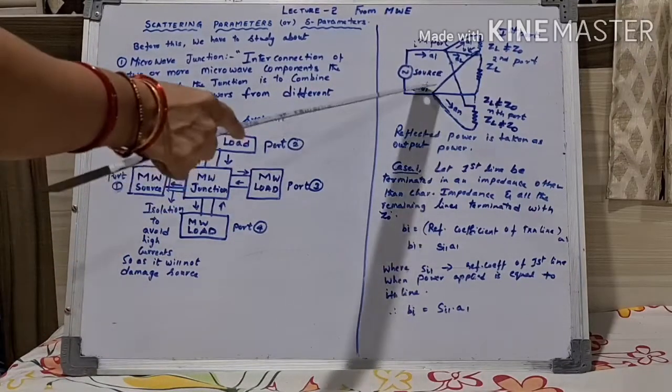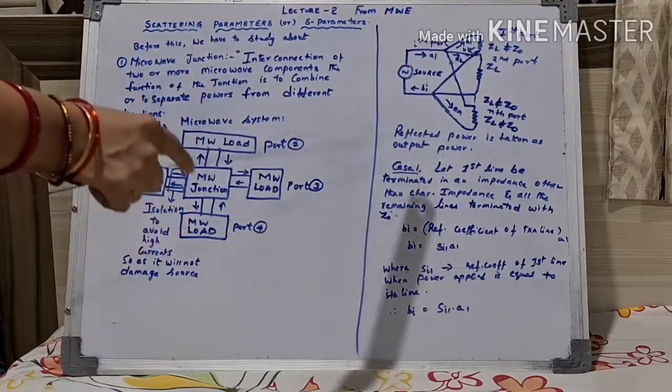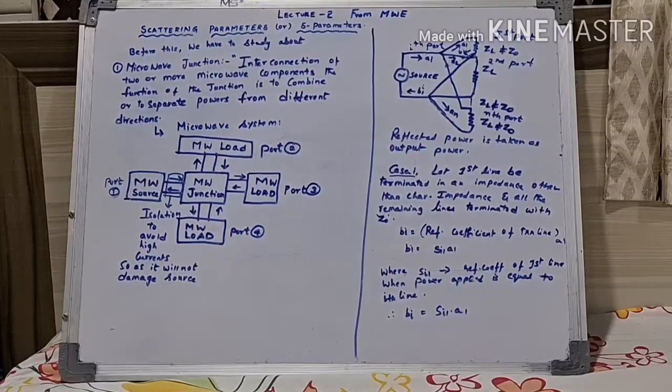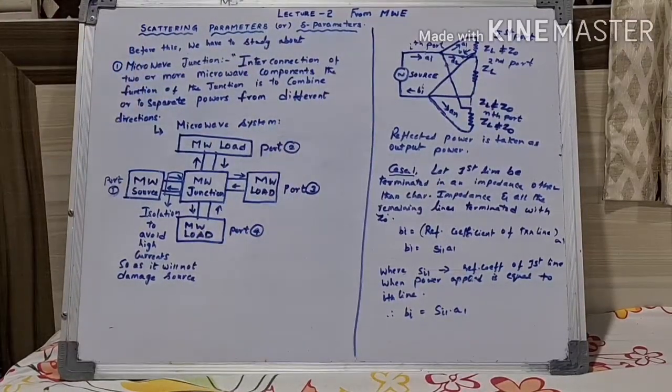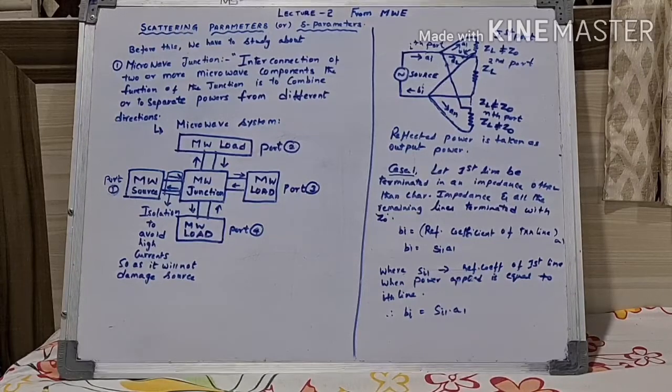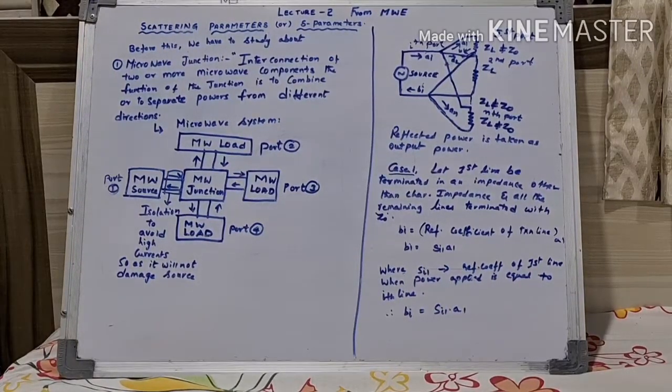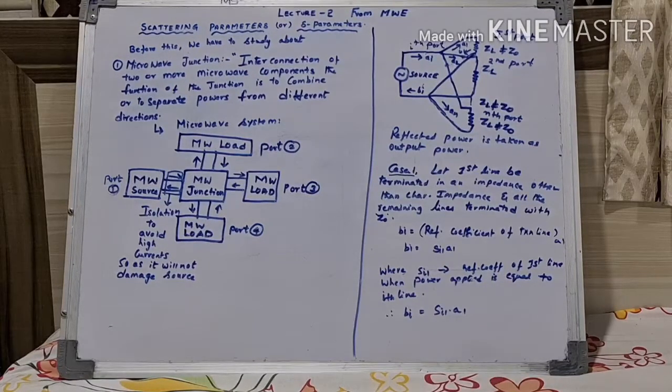Next, coming to scattering parameters or S parameters. S parameters are mainly used for finding power. To obtain the relation between the scattering matrix and the input-output powers, we will take scattering parameters.